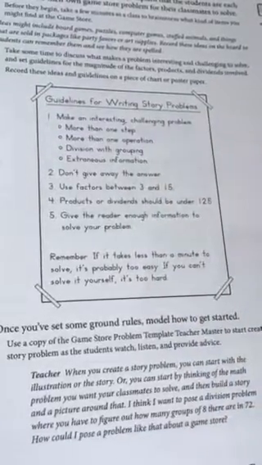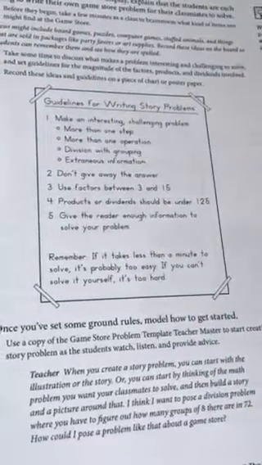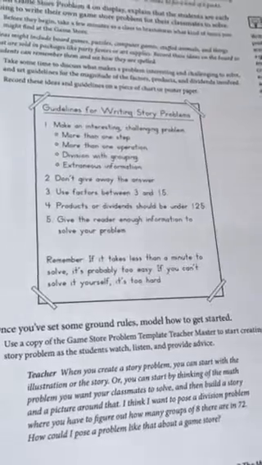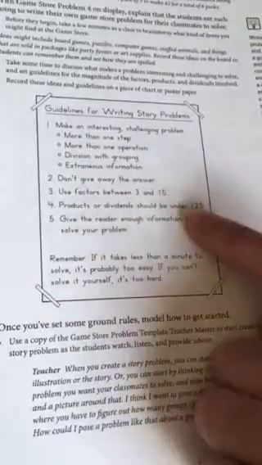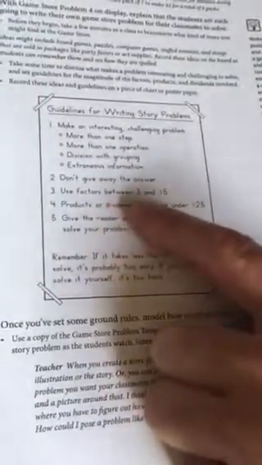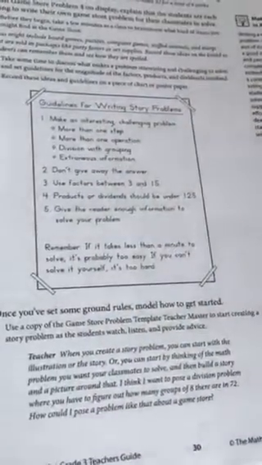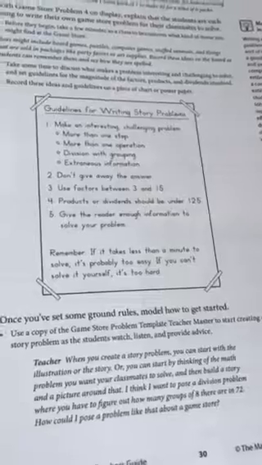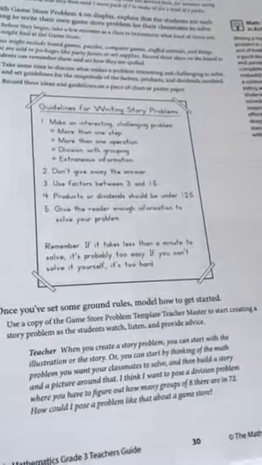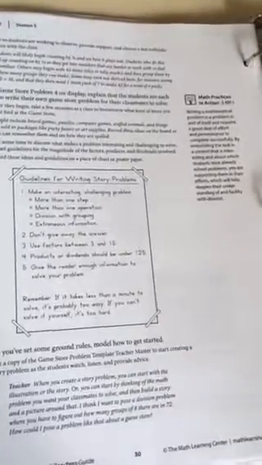Basically, keep it interesting. Don't give away your answer. Give enough information to solve the problem. And I think this is really important: answers should be under 125. Factors should be between 3 and 15 to make sure. Now, we are trying to encourage the students to do division problems, but that might be a challenge for them, so you might have to help them with that aspect of it.